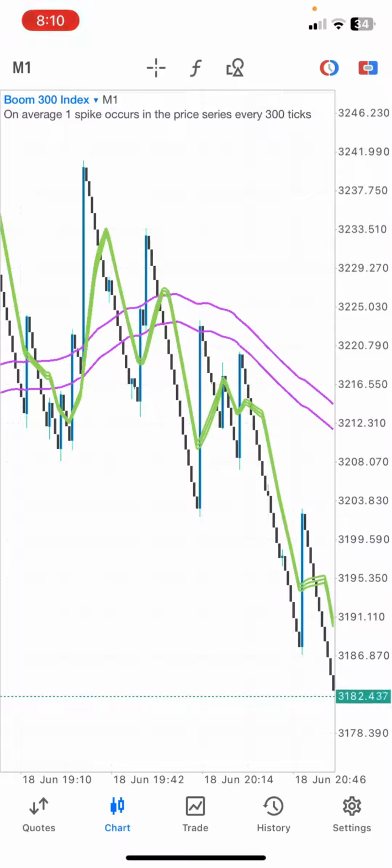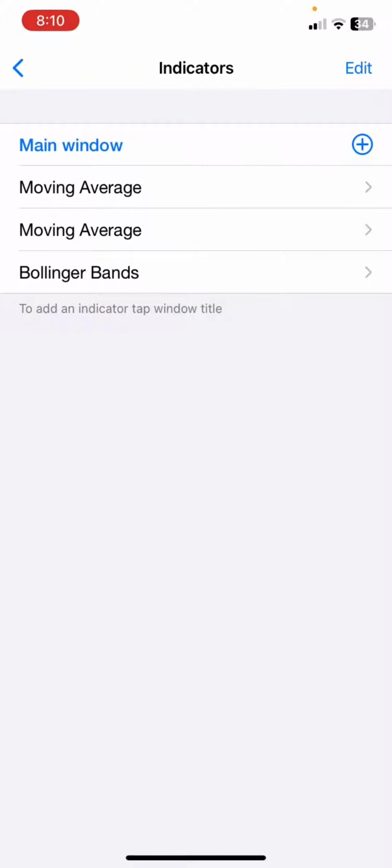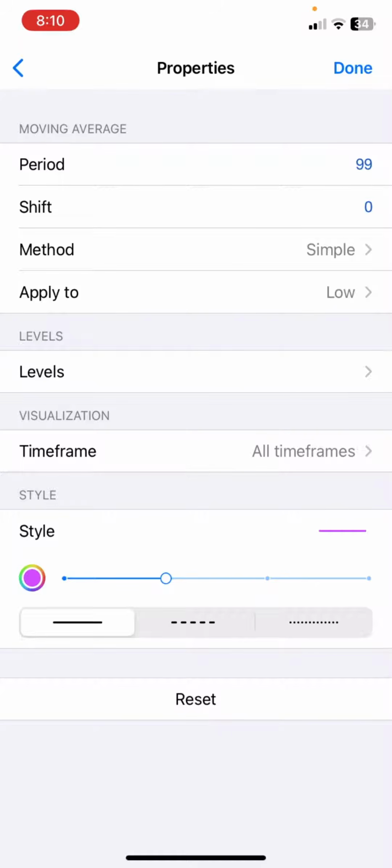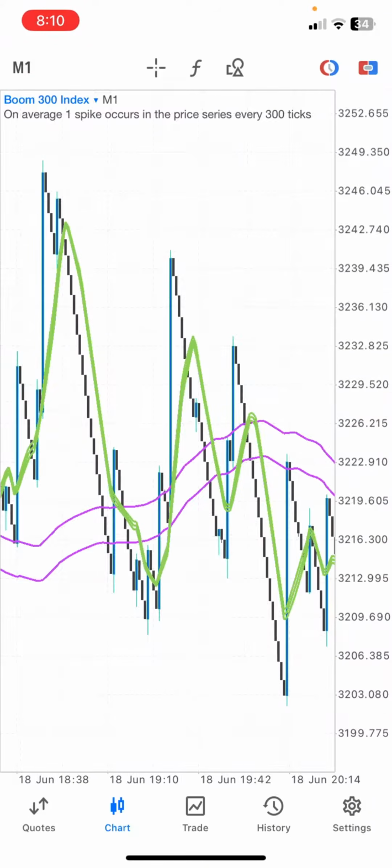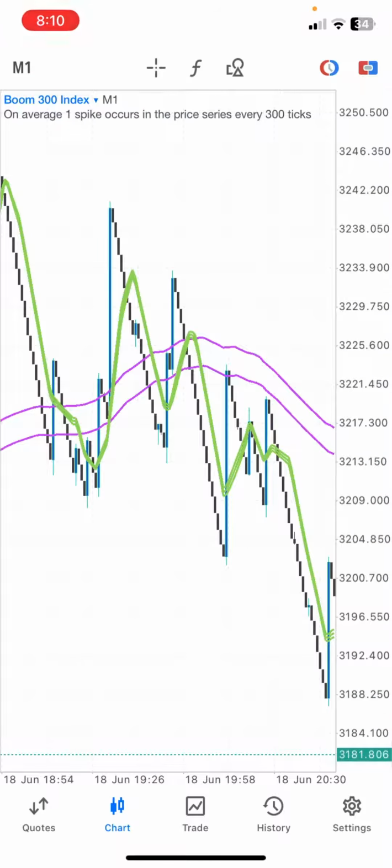Now moving on to the next moving average. Click on the F plus and set your moving average. It's going to have the same properties, but apply to is going to be low, not high. Set everything up like this and click on done. When you click on done, you are going to have your moving averages right in the chart.